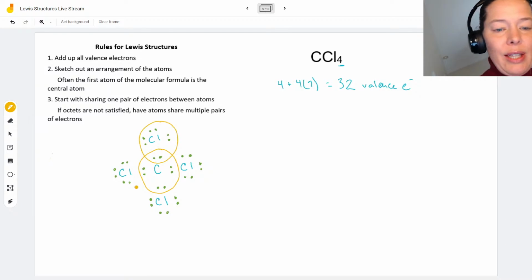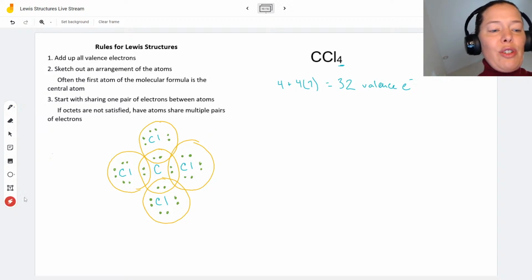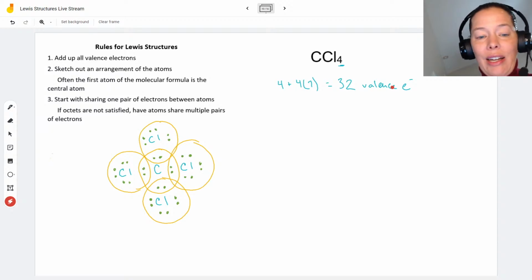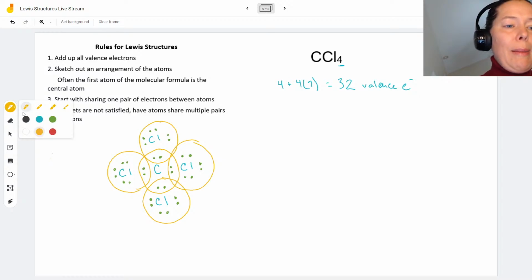Okay, so yes, that chlorine has 8. This one also has 8. So does this one, and my last one also has 8. So this structure, maybe at first you thought, yeesh, especially with 32 valence electrons, this might be a bit of a bear, but actually it turned out to be pretty easy because we just did single bonds and then filled in a bunch of non-bonding pairs.